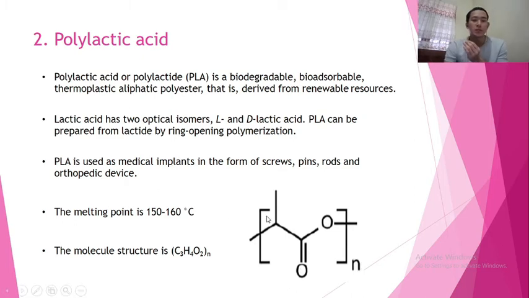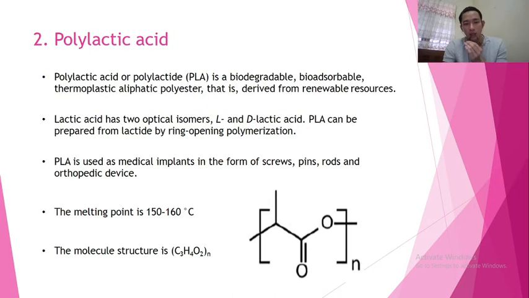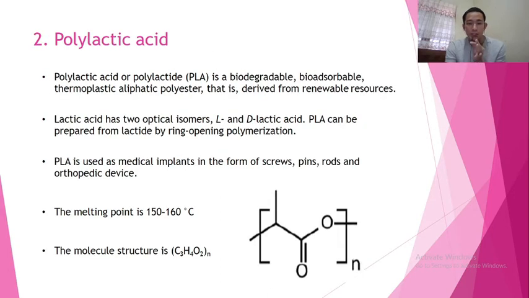So you can see the melting point of polylactic acid is lower than polyglycolic acid. It is about 150 to 160 degrees, and the molecular formula is C3H4O2. Before this was the value for polyglycolic acid. The carbon number is C2, while polylactic acid is C3.